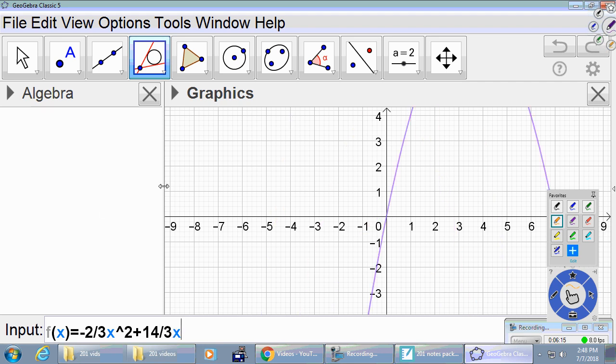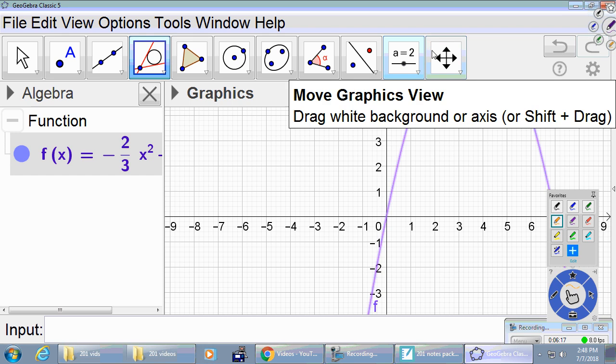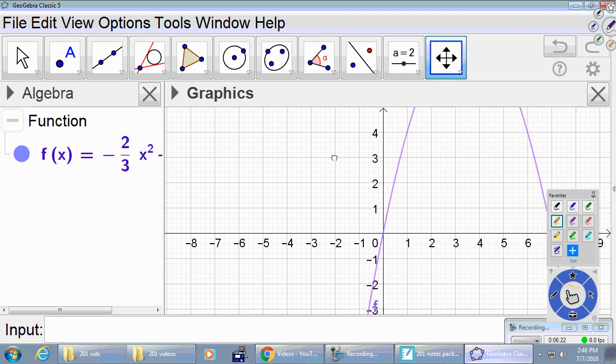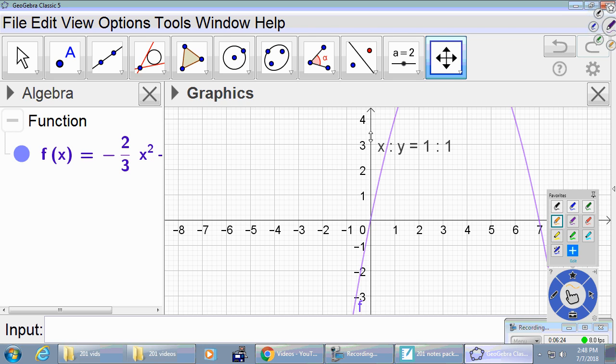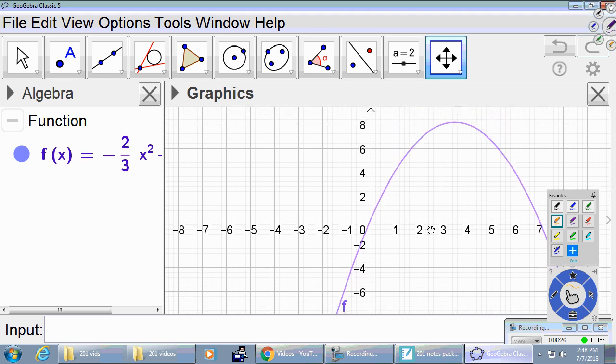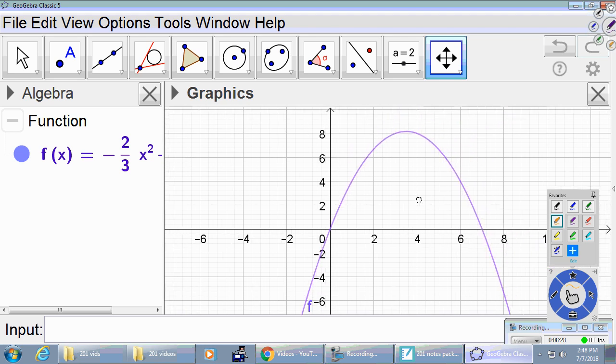Okay, so there's my parabola. I'll hit enter here. I'm just going to shift the vertical axis. This is the tool. If you click in white space, it moves everything. But if you move onto one of the axes, you can just drag that axis. Same thing for this axis here.